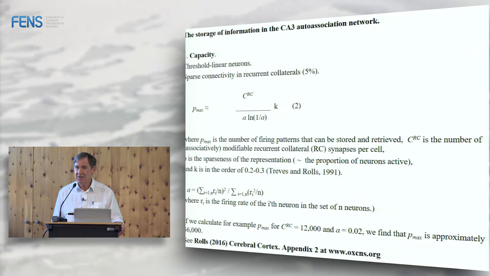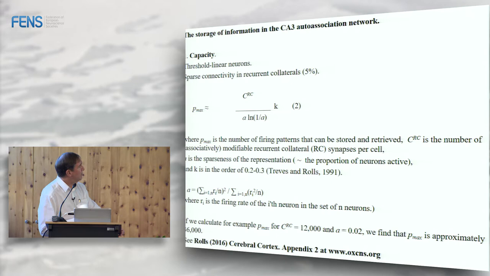So Haim went through this yesterday, so I'm not going to say much about this. But the number of patterns that you can correctly retrieve from an attractor network or auto-association network is C, the number of connections onto each neuron. RC just stands there for the recurrent collateral effect. So it's C divided by the sparseness, roughly. A is the proportion of neurons that are active for any one memory. So what this means is that if A is small, sparse, you can store and retrieve more patterns. And that was quite an important advance in understanding that.